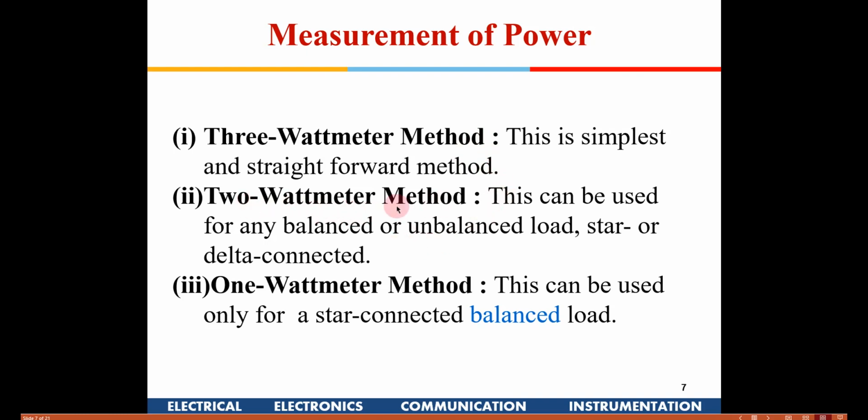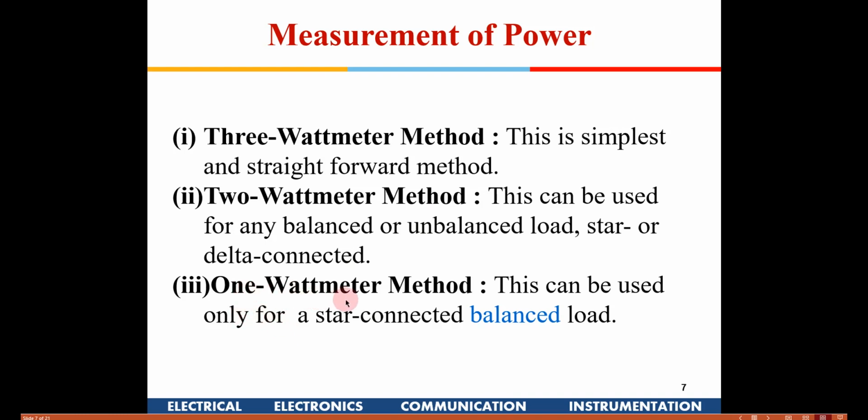Again you have a 2-Wattmeter method. Here also you can use this 2-Wattmeter method for balanced as well as unbalanced, star or delta. This 3-Wattmeter method has to be star; we'll see why star is required. Whereas the 2-Wattmeter method can be star or delta, it doesn't matter, and it can be balanced or unbalanced. But for power factor it has to be balanced. We'll see those details slowly.